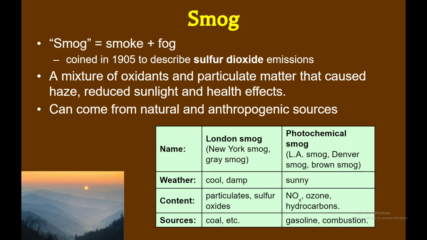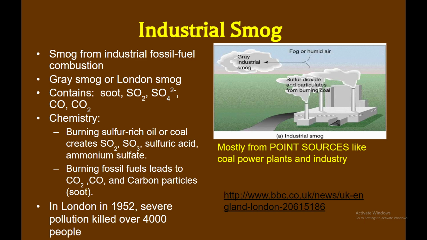And photochemical smog, the sources of it are gasoline and combustion, which make nitrogen oxides, ozone, and hydrocarbons. And London smog, the sources of it are coal and oil, which create particulate matter and sulfur oxides. Industrial smog is basically like London smog. It has soot in it. It has sulfur dioxide, sulfates, carbon monoxide, and carbon dioxide.